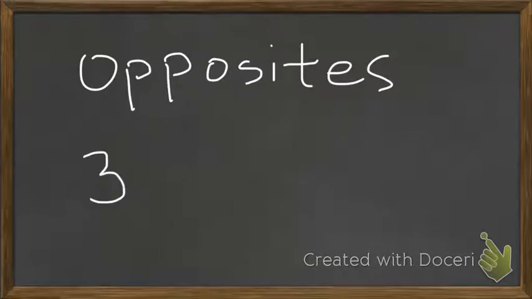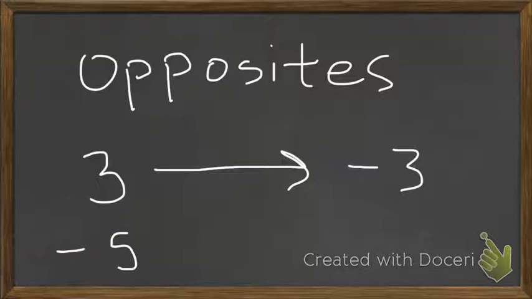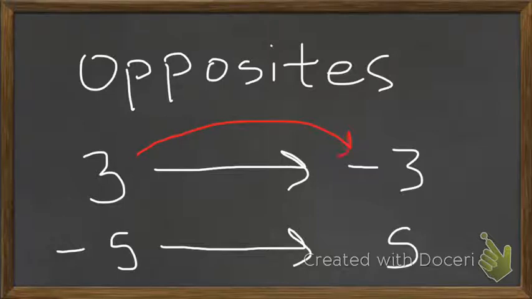We have 3, and the opposite of 3 would be negative 3. We have negative 5, and the opposite of negative 5 would be 5. So the opposite of a positive is a negative. Opposite of a negative is a positive.